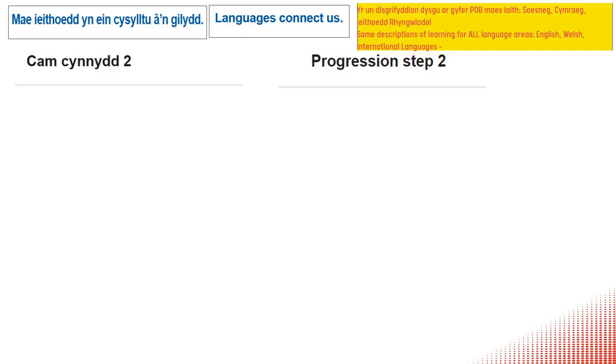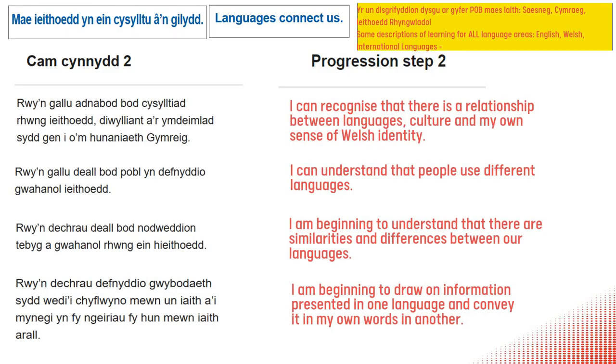Looking at progression step 2, then, there are more descriptions of learning here, but it also moves it on. They're very much linked to progression step 1, as you'll have seen. Rather than beginning to have that understanding, then I really do recognise that people will use different languages and which language they belong to, and the link between Welsh and their own sense of Welsh identity and the things, the culture we have. When we get into more international languages, then we're able to, if we look at the third one, help children begin to understand the similarities and differences between our languages if they are learning a third language.